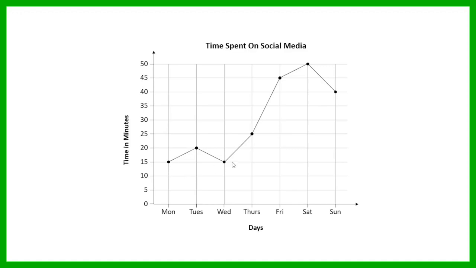So you can see we've got our points that are plotted like this. If this is saying the time that's been spent on social media, and here's the time in minutes and here's the days, then this point is saying that this person spent 15 minutes on social media on Monday. This point is saying they spent 20 minutes on Tuesday. Here they spent 15 minutes again on Wednesday, then it was 25 minutes on Thursday, then 45 minutes on Friday, 50 minutes on Saturday, and 40 minutes on Sunday. So that's the amount of time for each of the different days that they spent on social media.